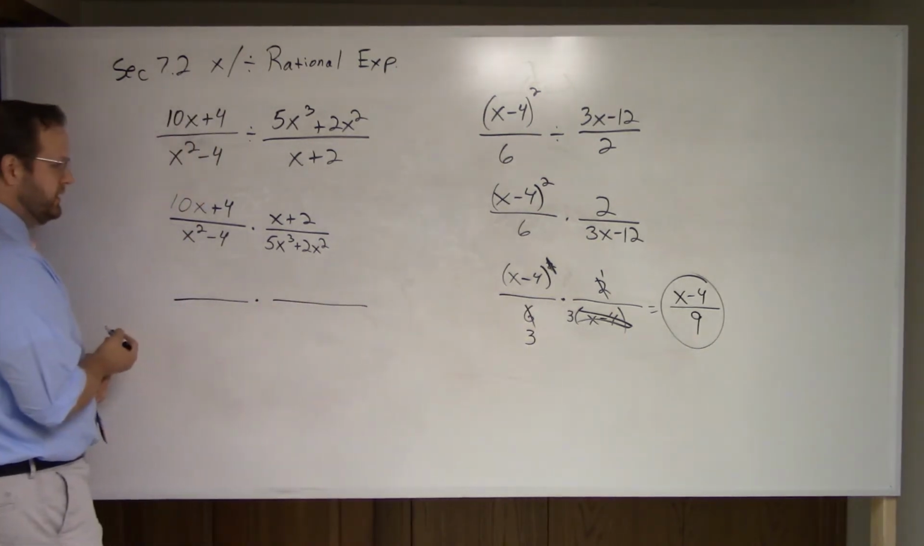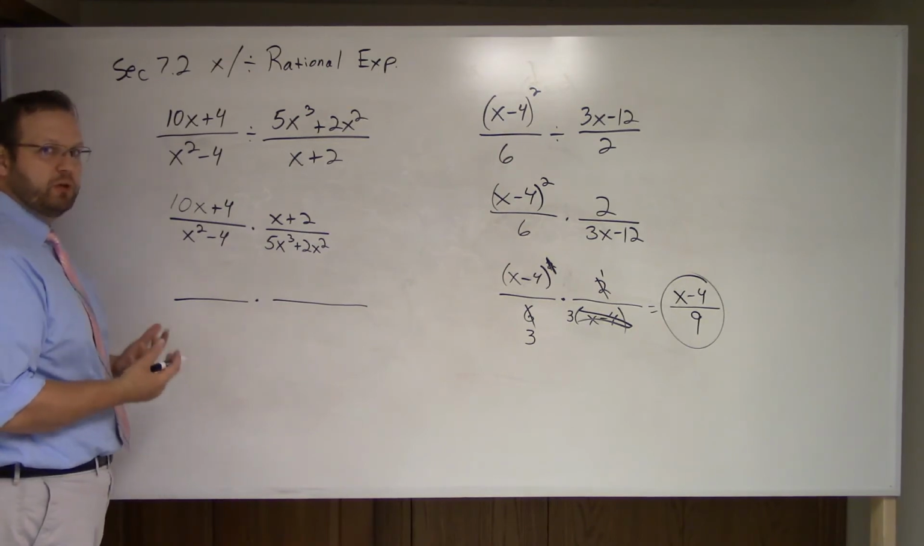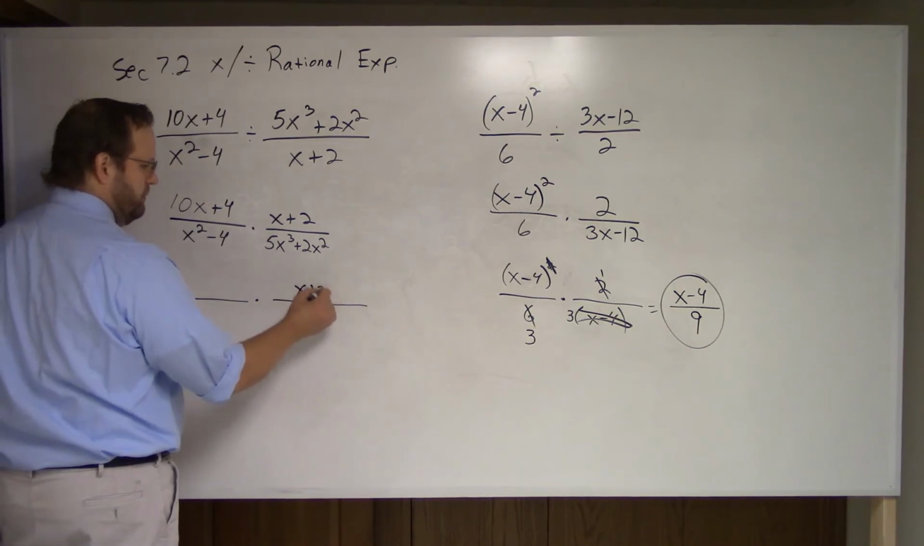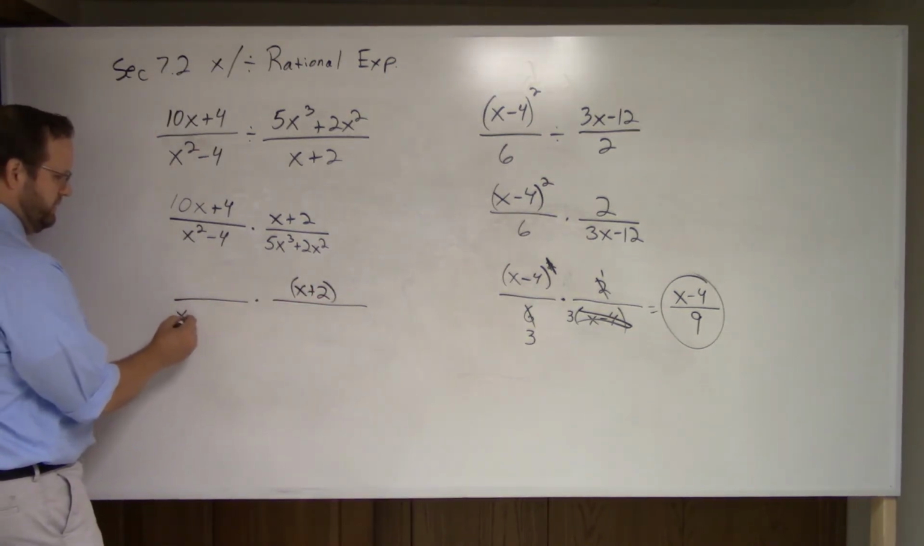Give myself a place to go. I like to do the easy ones first because they can sometimes help you with the more complicated ones. So this is good to go. I'm going to put parentheses around that to remind myself it goes together. This is a simple difference of squares.